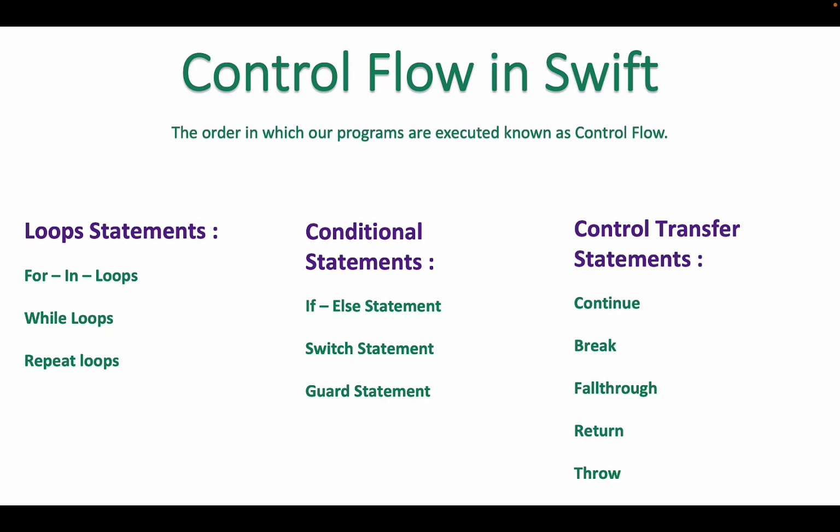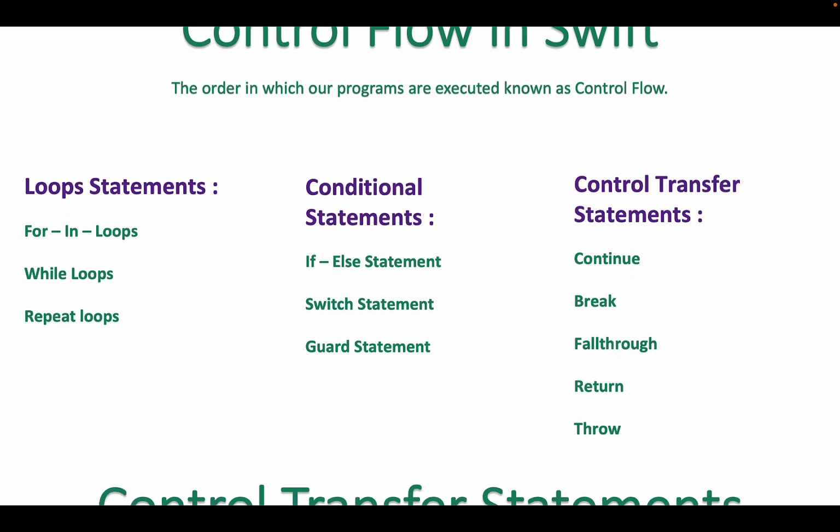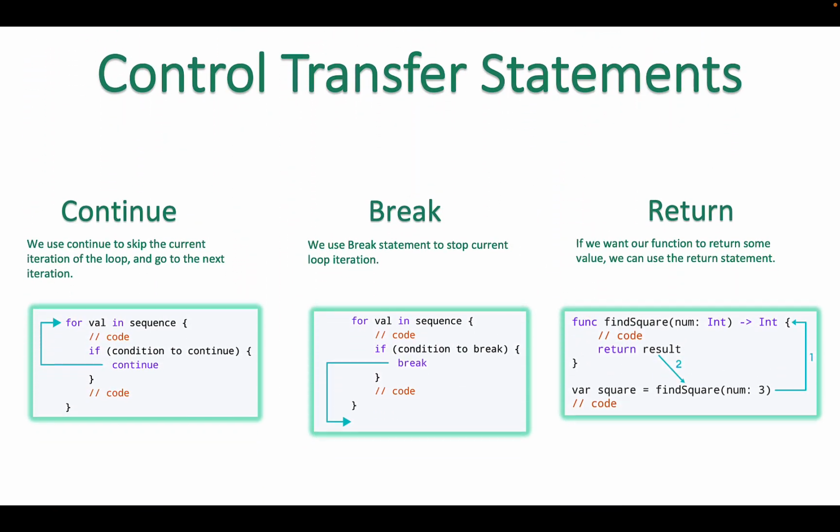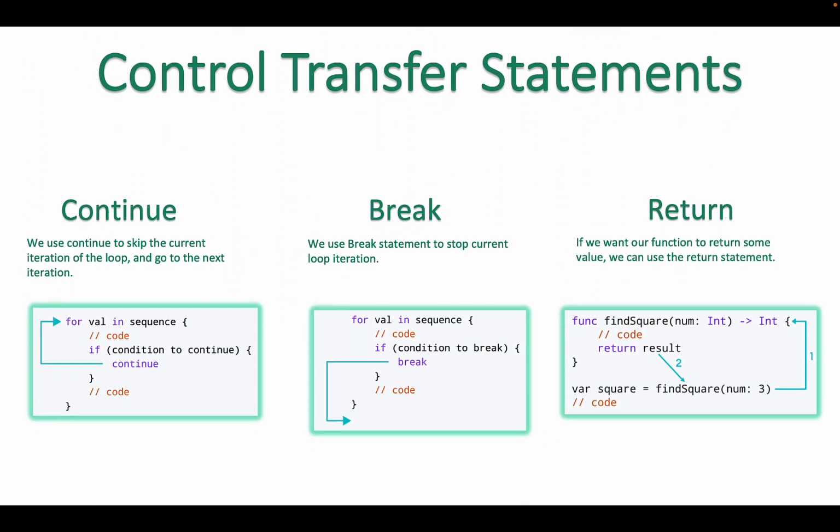Today we'll talk about control transfer statements to decide the control flow in a Swift program. We use continue, break, fallthrough, return, and throw. These are the control transfer statements. As you can see in the picture, for now we'll focus on the continue, break and return statements with examples.